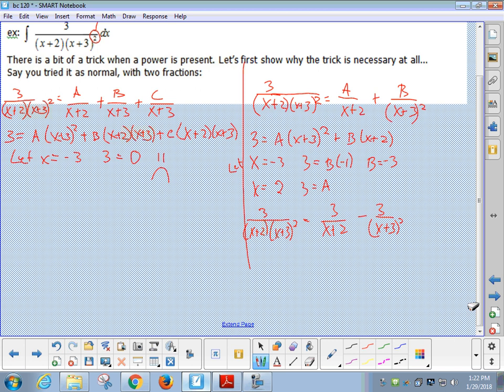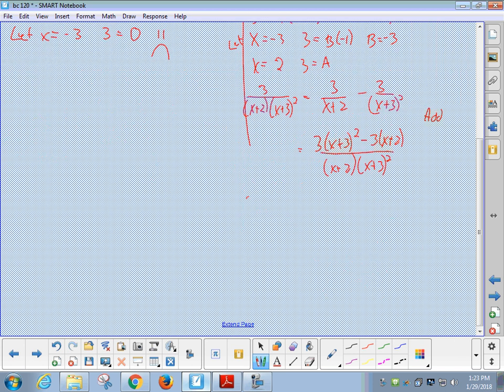Yeah, I could add them together. If I did this correctly, I get 3 times x plus 3, quantity squared, minus 3 times x plus 2. You can probably see it's not happening: x squared plus 6x plus 9 minus 3x minus 6. There's just no way. There's nothing to drop out there. The 3x squared doesn't drop out, and it's not going to be 3. Do you see that? 18 and everything else is definitely just wrong, wrong, wrong. It's just wrong on so many levels, right?